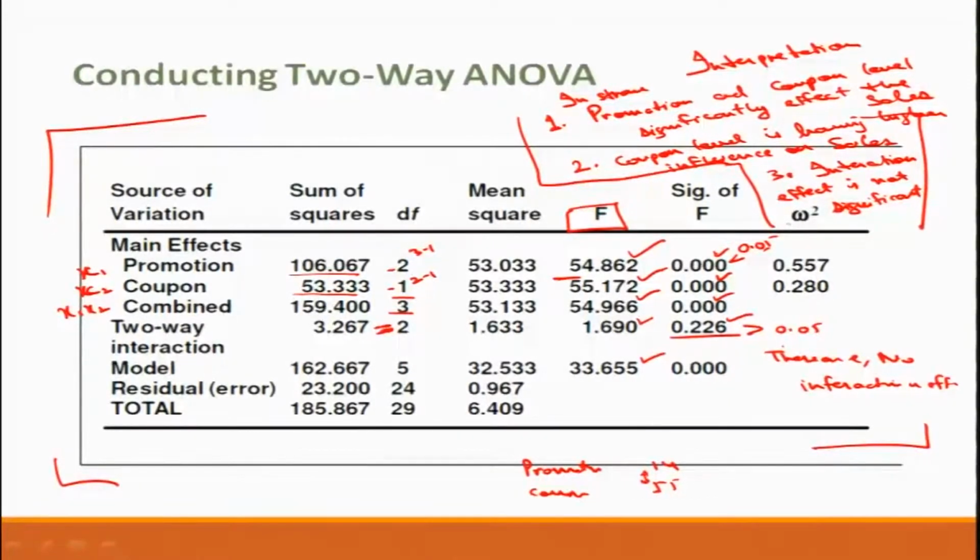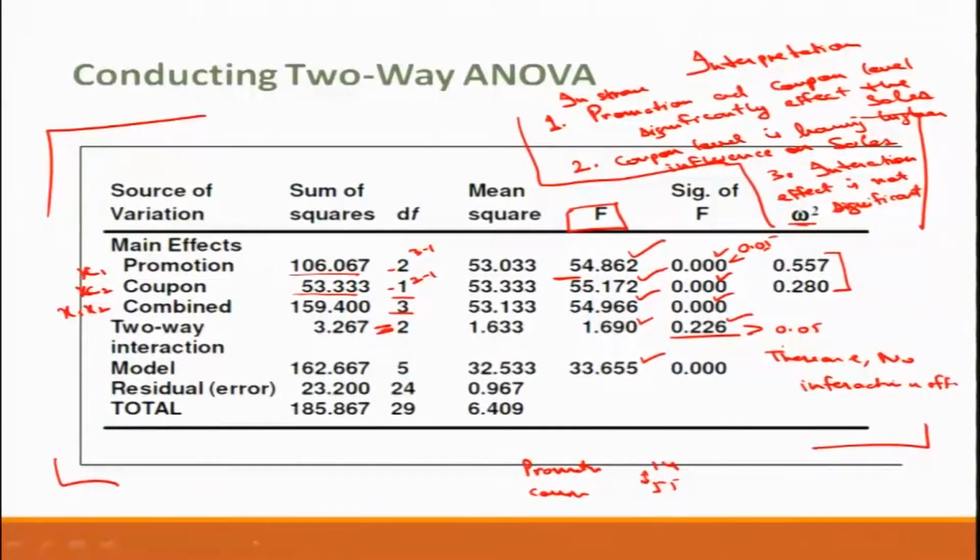Also we have omega square here. Now what is omega square? Omega square indicates what proportion of variation in the dependent variable is related to a particular independent variable. This is as a proportion. Okay. So this is calculated only for these significant variables here, because this is less than 0.05.